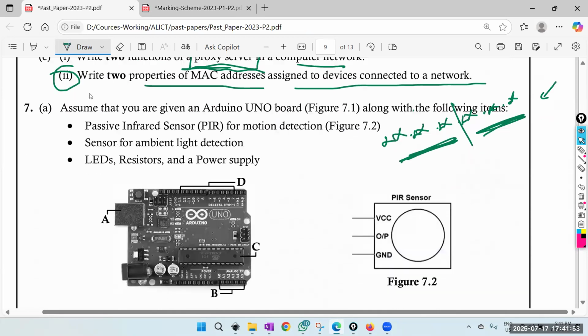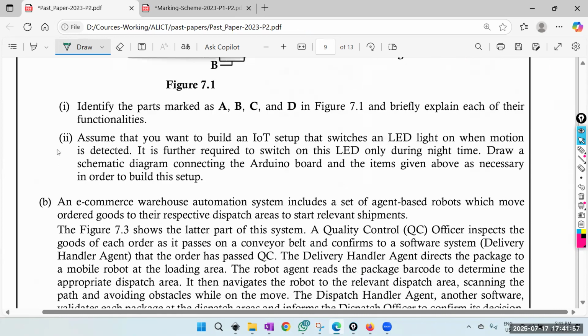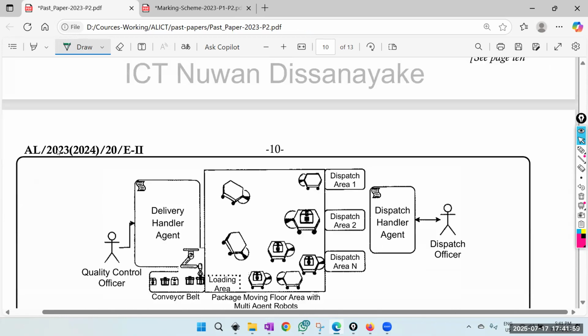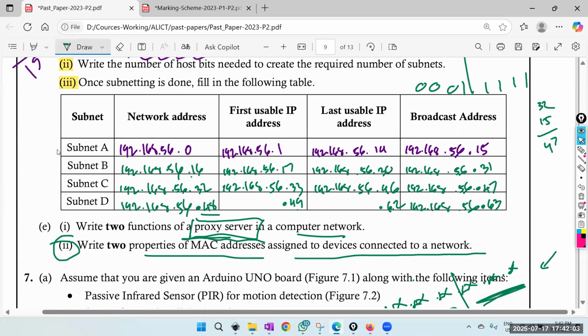Right. So the seventh question we will skip because we have not done this topic yet. So we will do that after doing that part. Okay. You can see it's a huge question, right? You can see how long that question is.